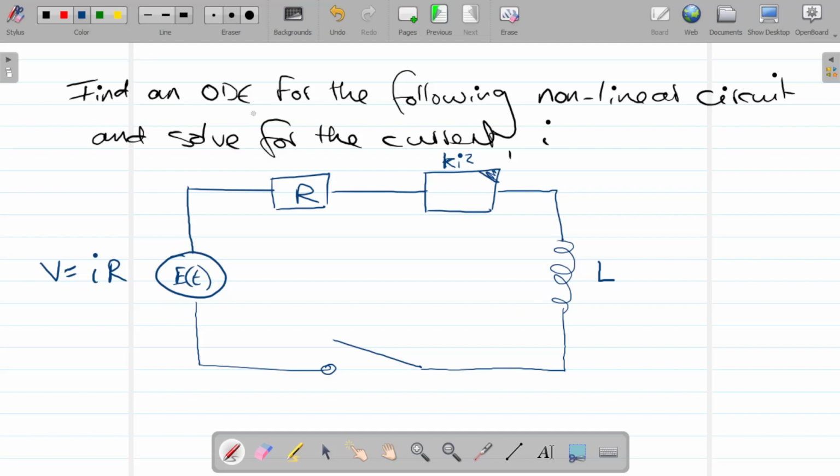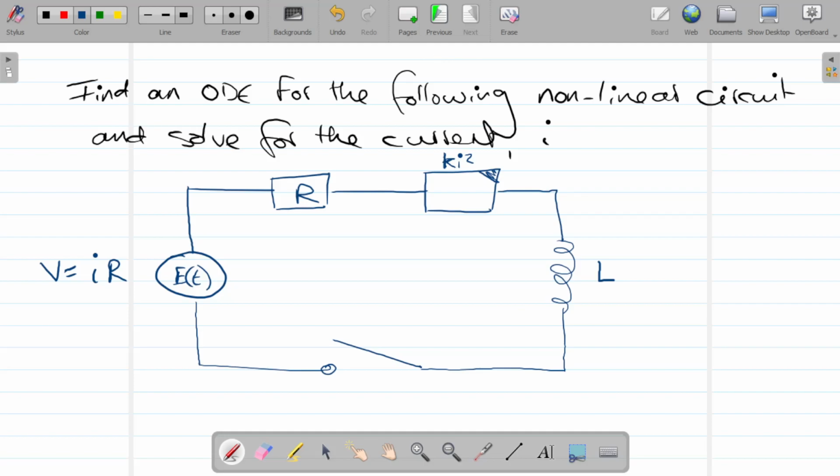Now here we've got another non-linear circuit and we're asked to find an ODE for it, a non-linear ordinary differential equation that describes this circuit, and solve for the current. Well, we're going to have a go at solving this circuit, forming a differential equation for it and solving for I.